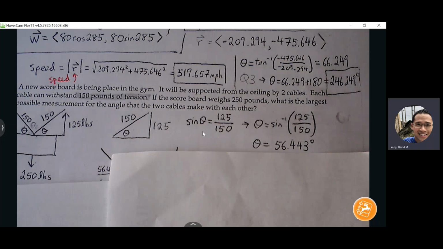So the 150 pounds is talking about the cables themselves. Now, we know the scoreboard is going to be 250 pounds, which means that the vertical component is going to be what, to support that 250? 125.